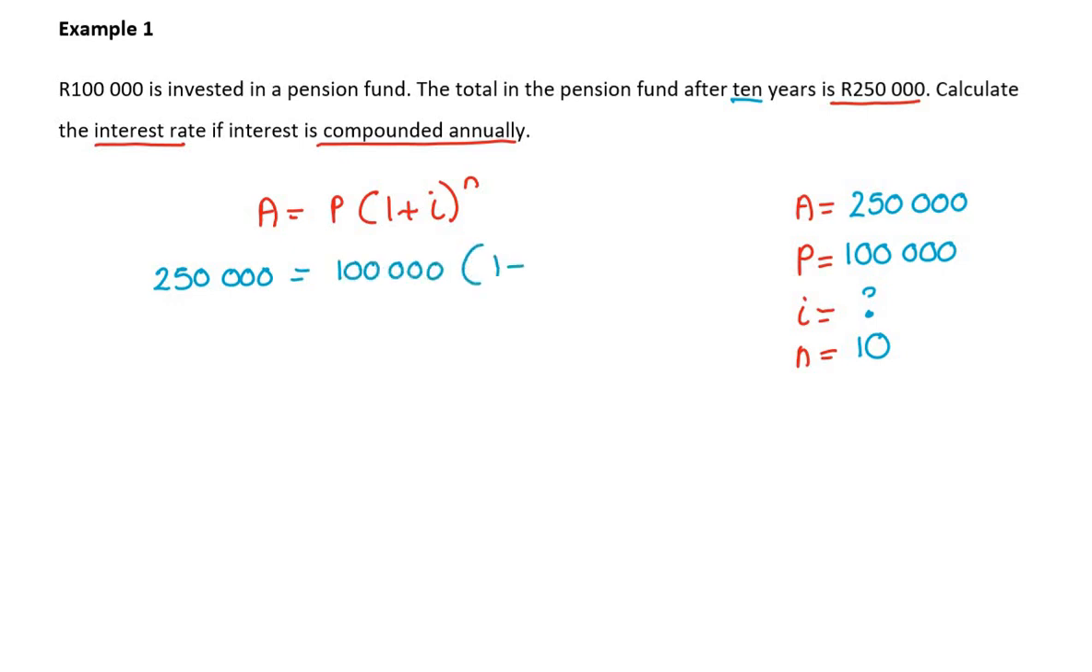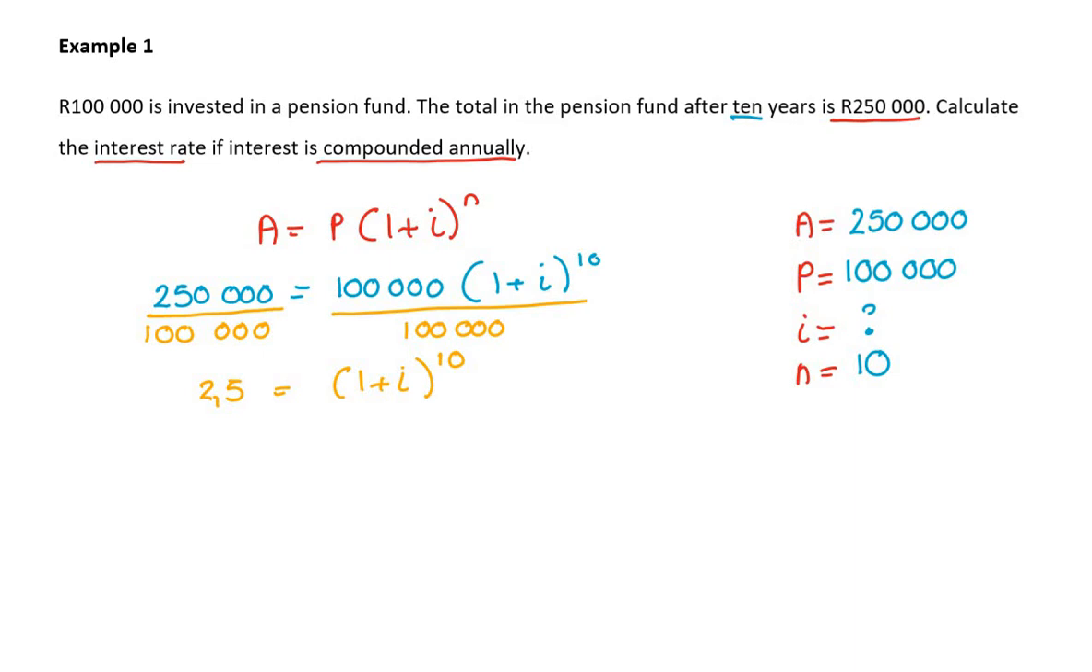So now I have to figure out how to solve this equation. So first of all, you get rid of everything furthest away from your i. So I would get rid of my 100,000 first. You don't actually have to show the step, but just so you know what I'm doing, I'm going to divide both sides by 100,000. So if I divide both sides by 100,000, I get 2,5 or 5 over 2, but I'm just writing it as a decimal, to the power of 10.